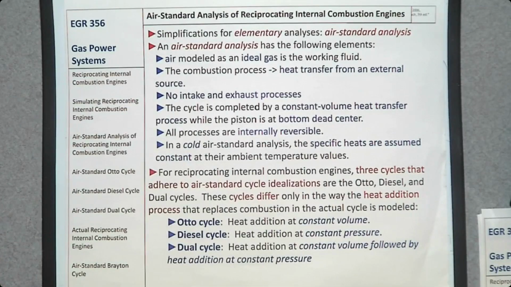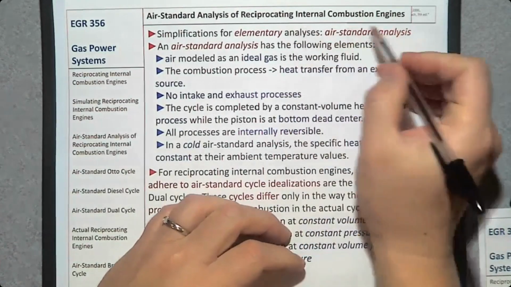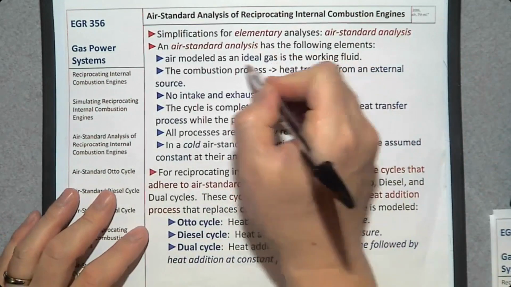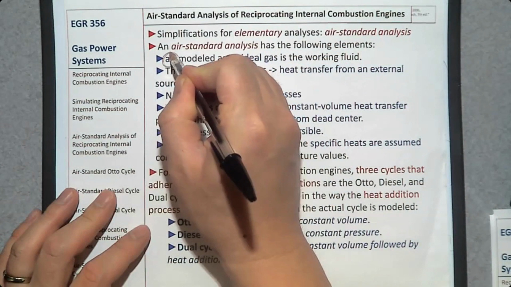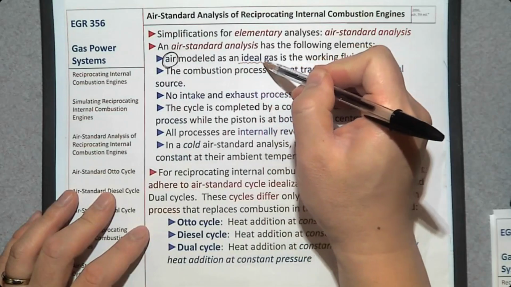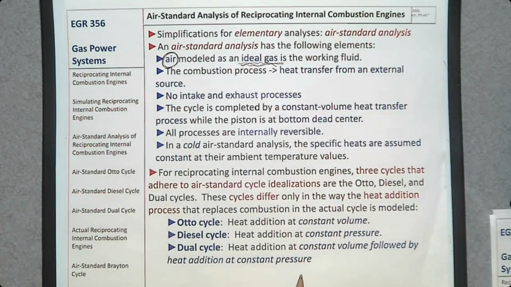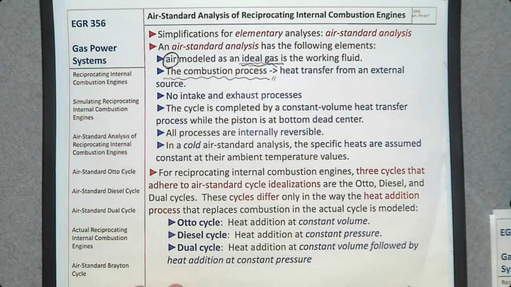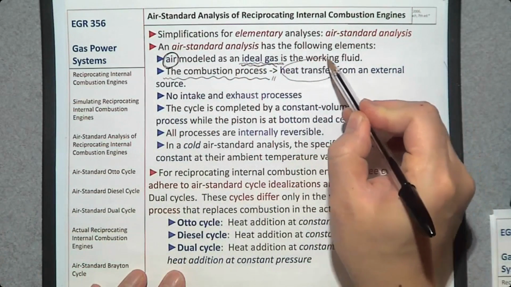Okay, so we are going to study how to do an air standard analysis of reciprocating internal combustion engines. There are several assumptions that we need to make. The first one is we are going to assume that the working gas is air and it's going to behave like an ideal gas. So we can use the ideal gas equation.